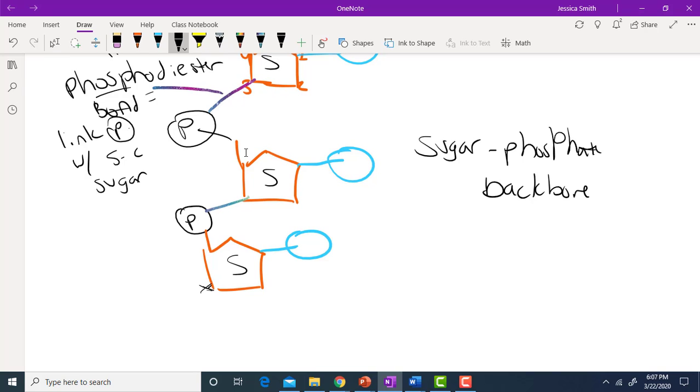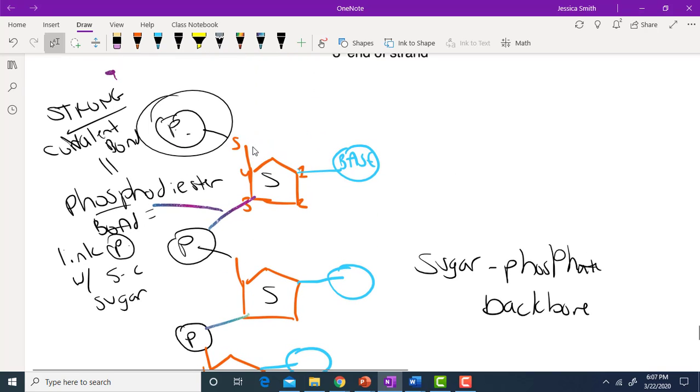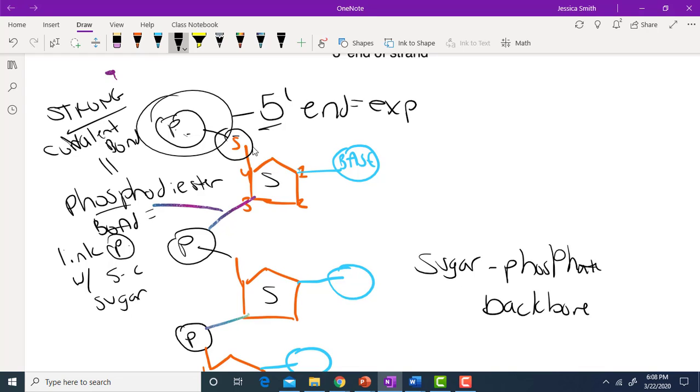We've reached the end. The end that has this phosphate molecule is called the 5 prime end. The reason we call it the 5 prime end is because phosphate attaches to carbon 5, so this 5 is at the end here, and this phosphate is exposed. So you always know it's the 5 prime end when you see an exposed phosphate at the very end of the DNA.